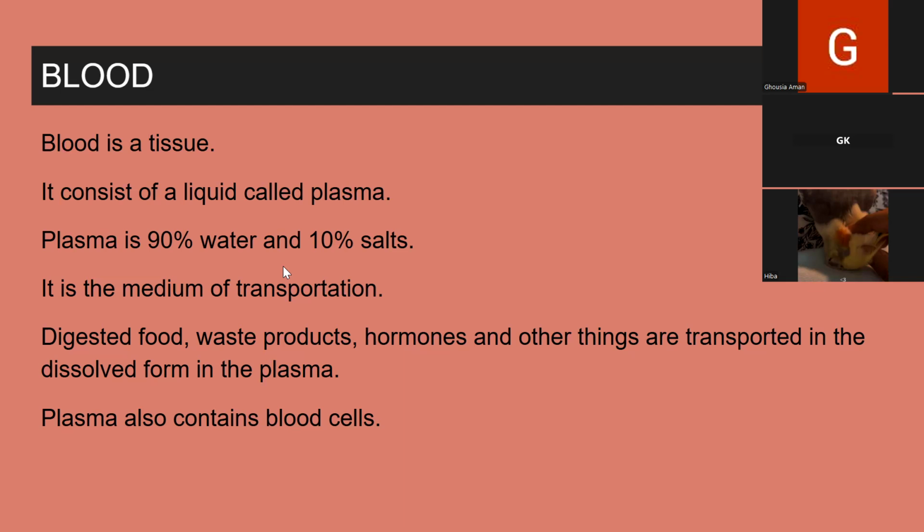So what is actually plasma? 90% water and then 10% salts. So our blood is actually made up of salts. It is the medium of transportation. Everything is dissolved in the blood plasma and then it is circulating in the body.